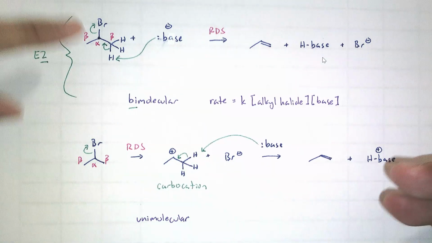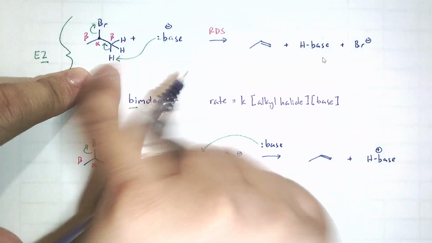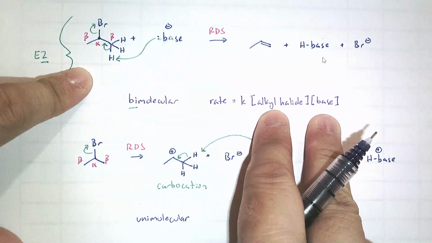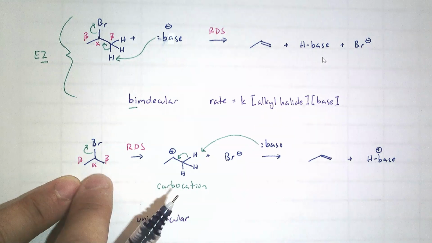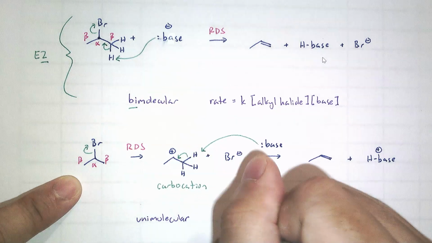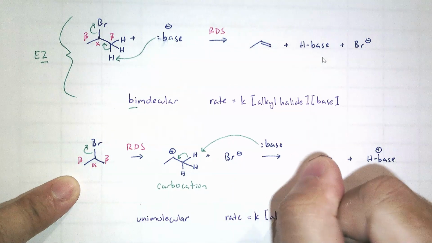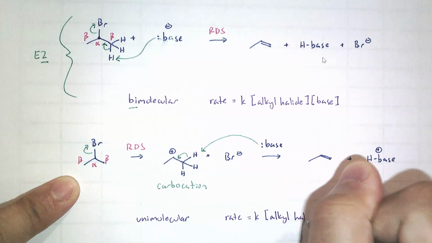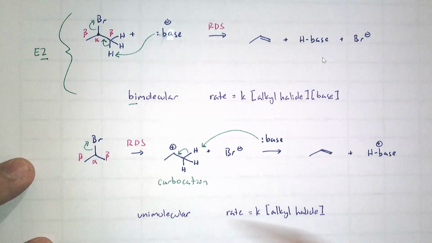You see the difference? Here, to get through the rate determining step, I need two molecules, and those two molecules determine the rate. Over here, to get through the rate determining step, I need only this alkyl halide. That's why for the rate equation, you only worry about the concentration of the alkyl halide. This process is E1 for unimolecular.